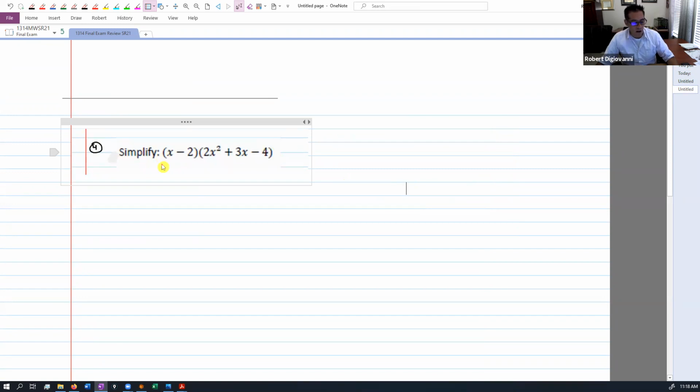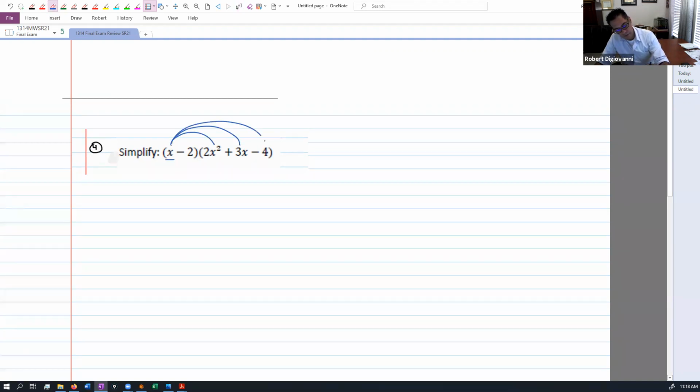So simplify is the instruction here. Simplify, what that means is we're going to multiply this out. So this is a problem where you have to understand how to expand polynomials. So what I said in class is that you start with the first term x and you distribute that through to the 3 terms. Once you do that, then you move to the second term, which is a -2, and you distribute that through. So you're going to have a total of 6 multiplications to do here.